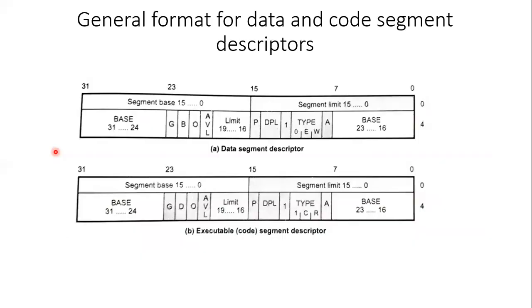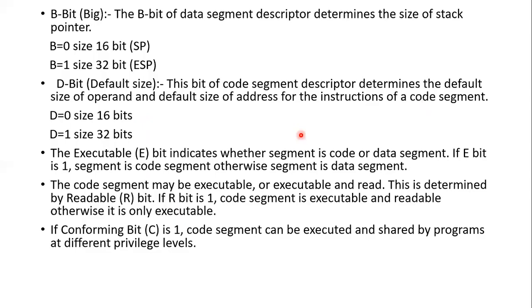Then we'll come to the E bit. Let's come to this E bit now. See over here, under the type field, we have an E bit. What does this E bit tell you? Executable. This bit indicates whether a segment is a code or a data segment. How will it tell? If your E bit is 1, the segment is a code segment. Otherwise, the segment is a data segment. Very simple. E means executable bit.